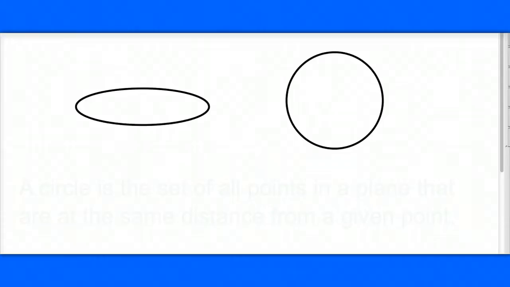For this lesson, we're going to take a look at the definition of a circle and some basic vocabulary related to circles. Here you can see I've created two curved shapes. The one on the left is not a circle, and the one on the right is a circle. Well, what is it that makes a circle a circle?